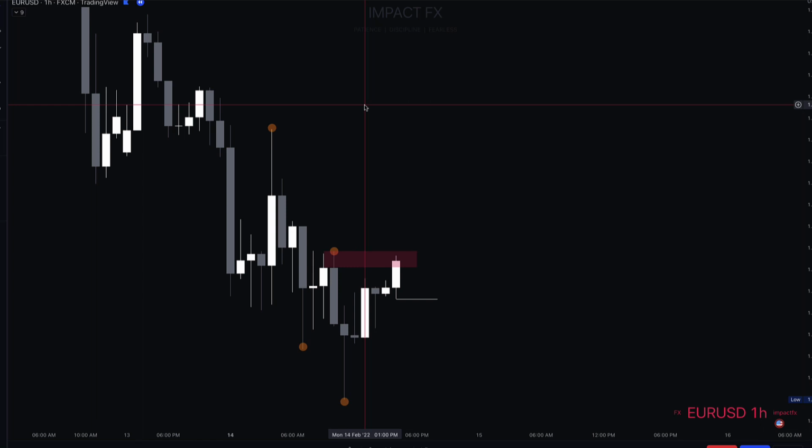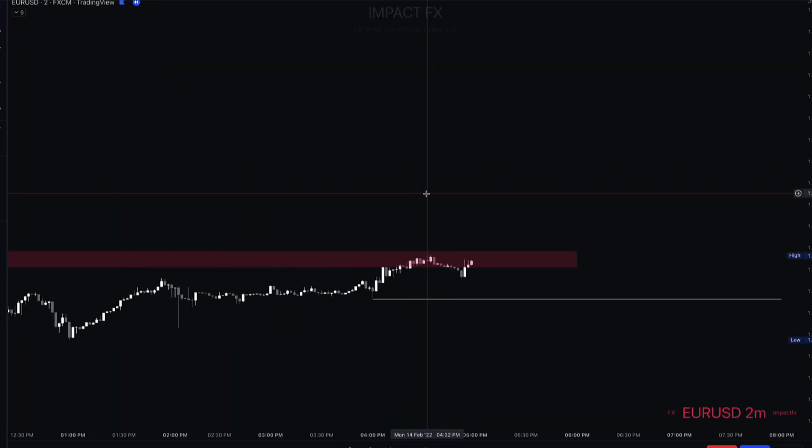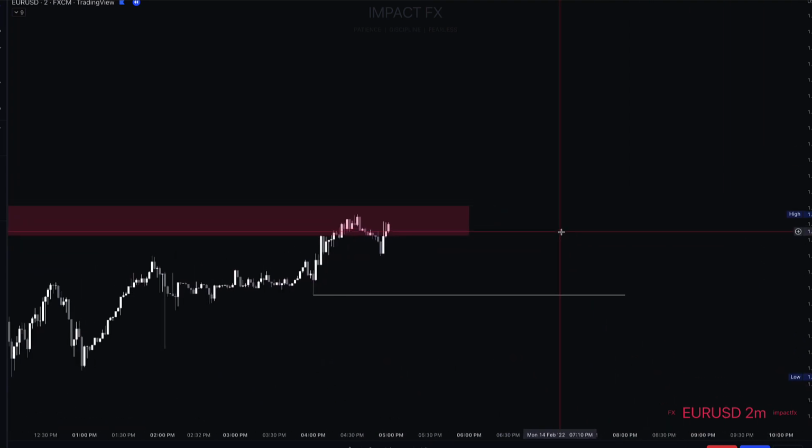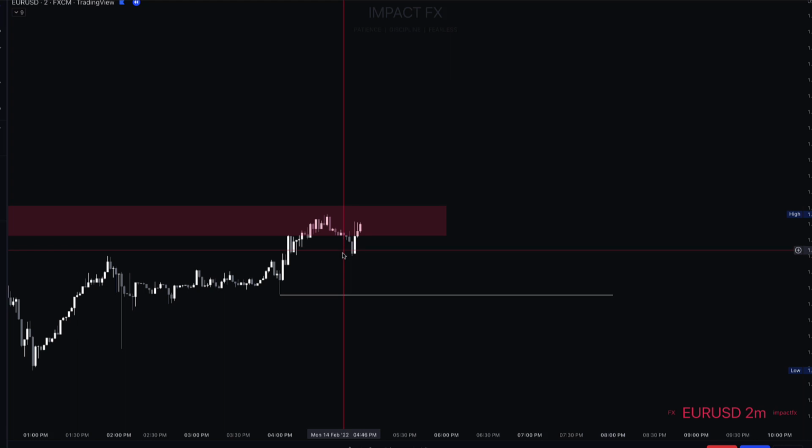Well, in order to know that, we have to go to the lower time frame. So let's go to the 2-minute chart and start to see what takes place. Okay, so what do we have going on? We have another liquidity sweep here, and price has now mitigated. So what is price doing?